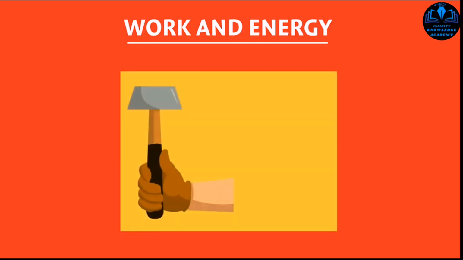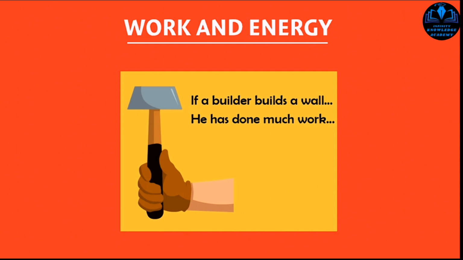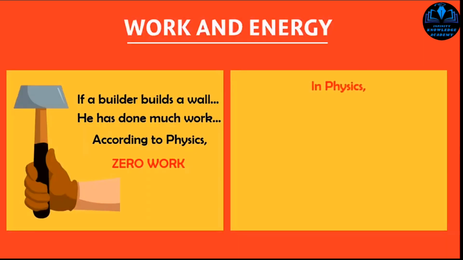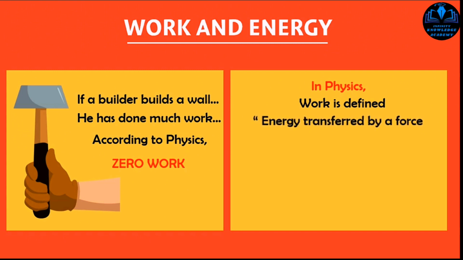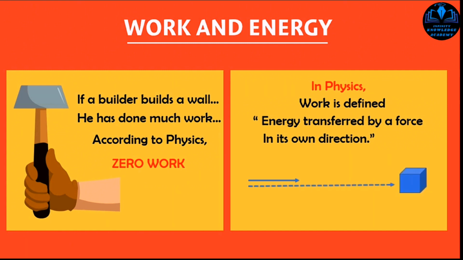For example, if a builder builds a wall, he may say after the day's job that he has done much work. But in reality, he has done zero work according to the physics rules. In physics, work is defined as the energy transferred by a force in its own direction. Or to simplify, I can say that when you displace an object in the direction of your force, we say that according to physics, you have done some sort of work.